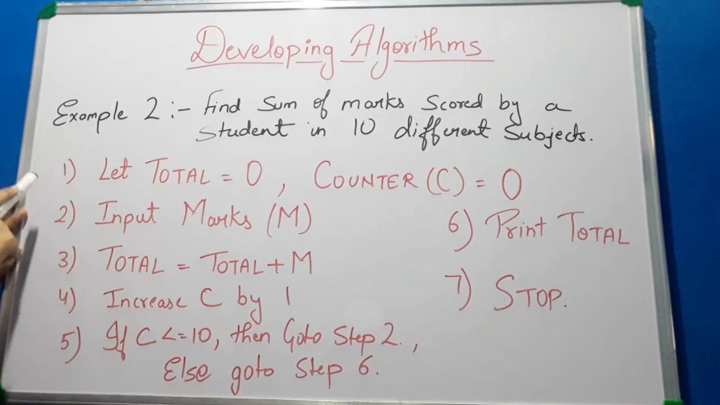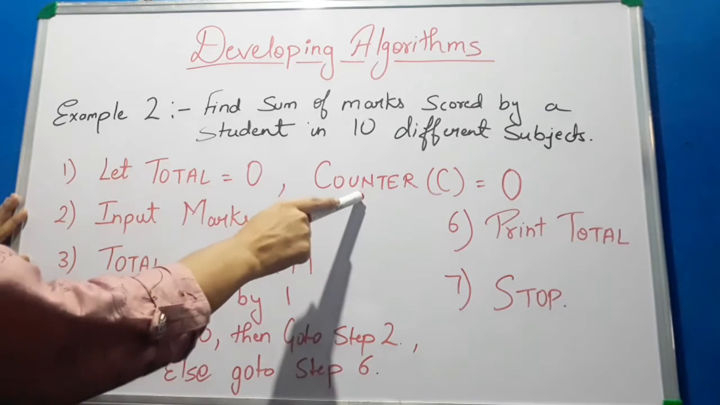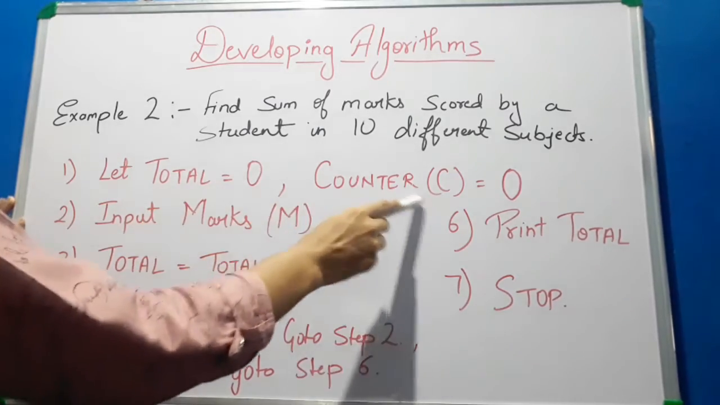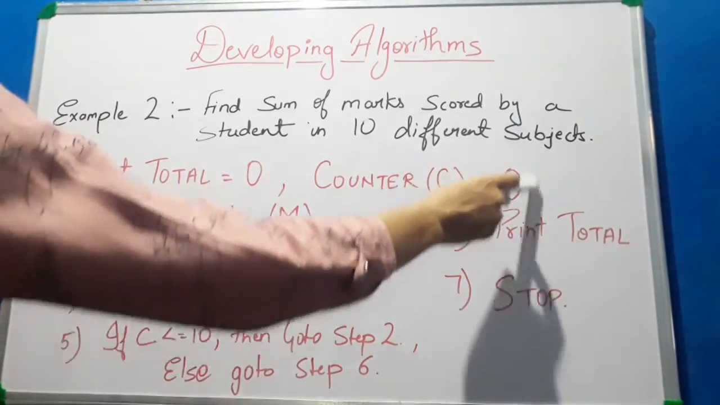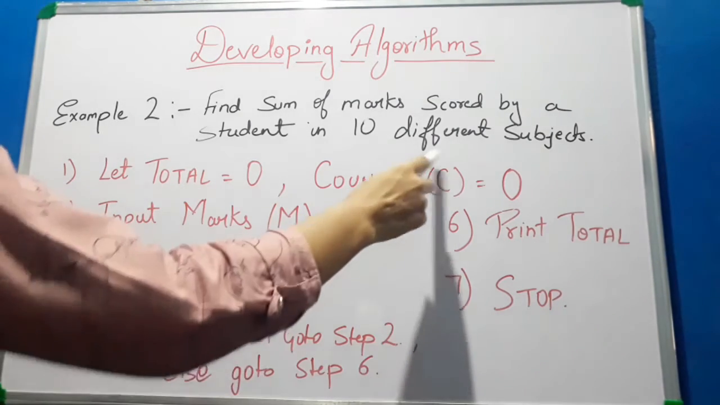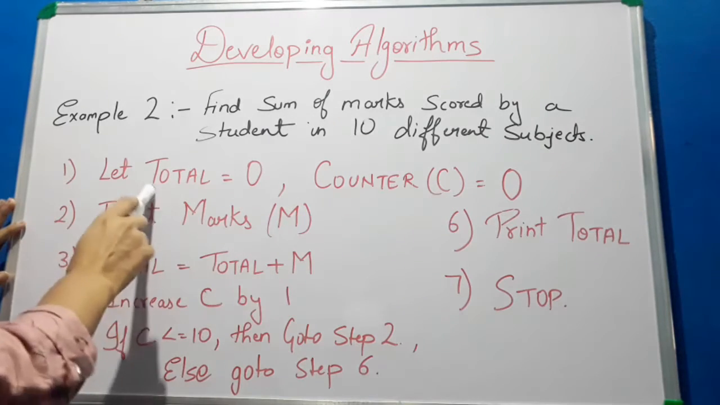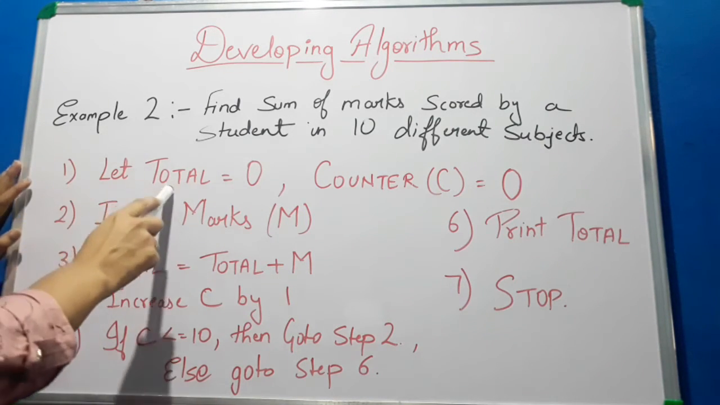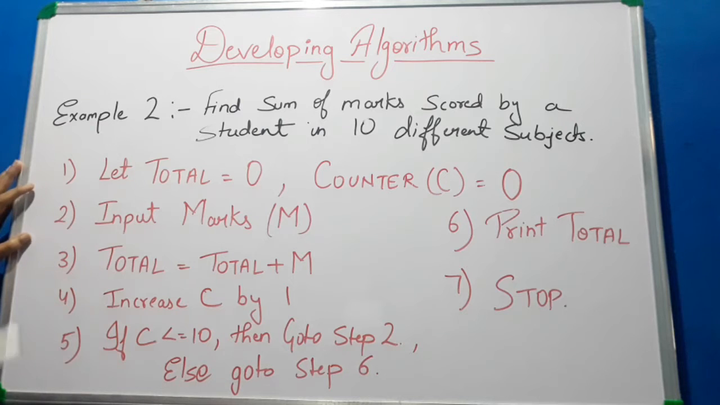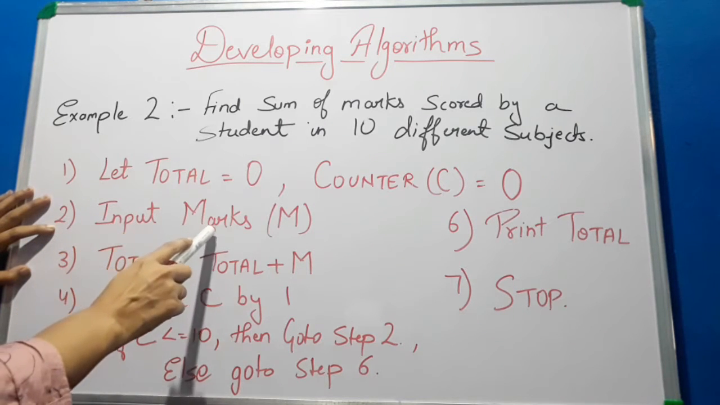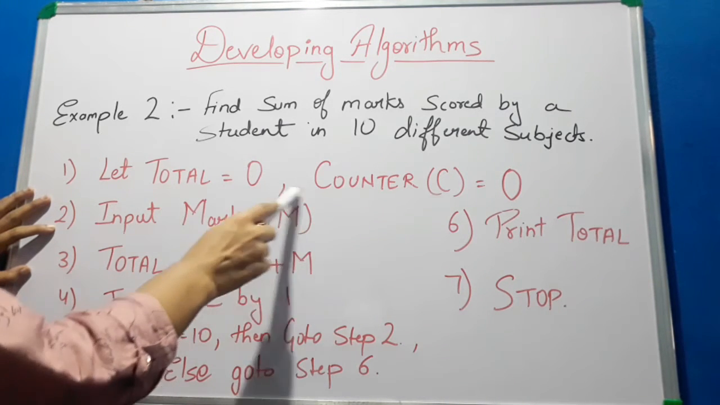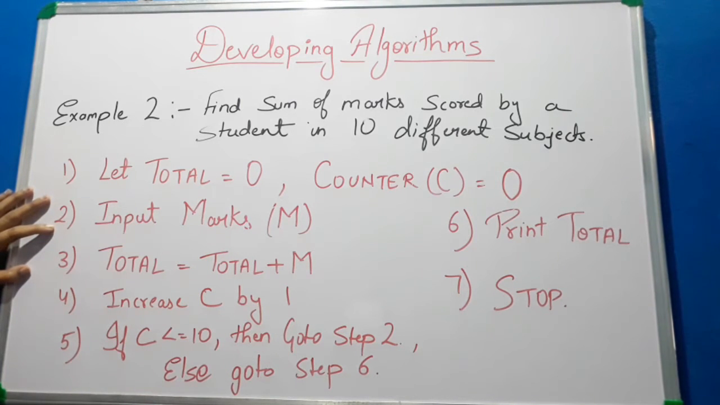Let's see the steps. Firstly, we will take two words or two letters to store some values. I have taken total and counter and I have given the value 0 in the starting. It is not important that you should take total and counter; you can take letters like C, T. I have taken total with the value 0 and counter with the value 0. Next, we have to input the marks of all the subjects, so here you will enter the marks of 10 subjects, 10 times.